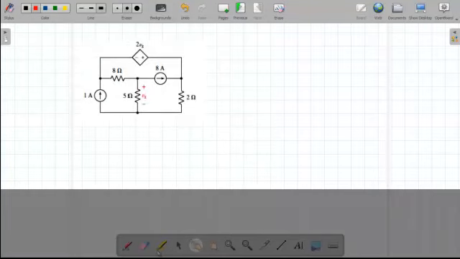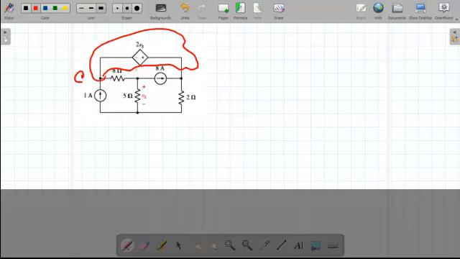So here, what we have here actually, we have a supernode. Can you see it? Usually we used to have a supernode between two adjacent nodes, like 1 and 2 or between 2 and 3. But what you can see here, we have a supernode between 1 and 3. So here we cannot write KCL here or here. So I will call this my supernode. Then I call this 1, 2, and 3.